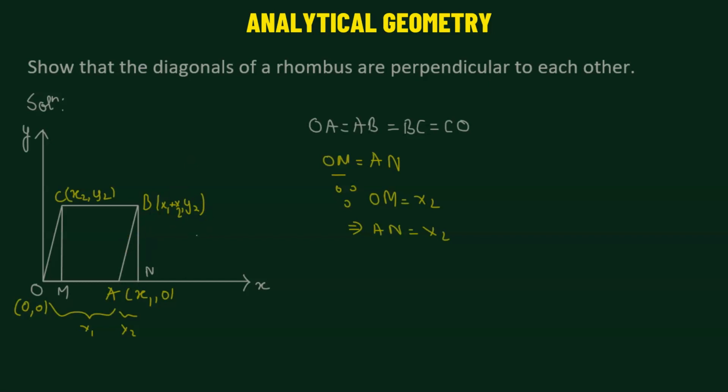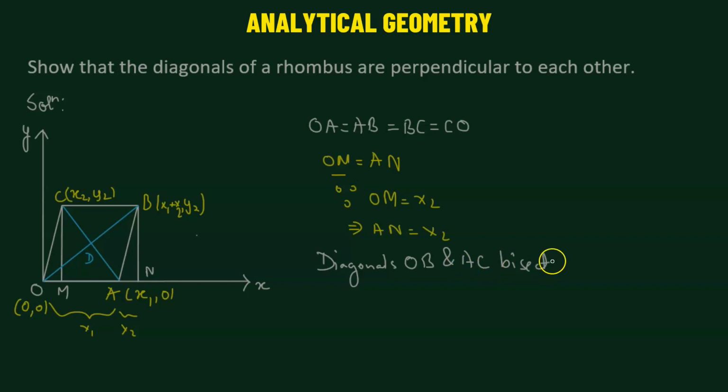Fine. Now let's do one thing. Let's join the diagonals of the rhombus. So here in the diagram, we can see that the two diagonals of the rhombus, OB and CA, intersect each other at D. Now, it's a property of a rhombus. We know that the diagonals of a rhombus bisect each other. Well, let's write it down. So diagonals OB and AC bisect each other.